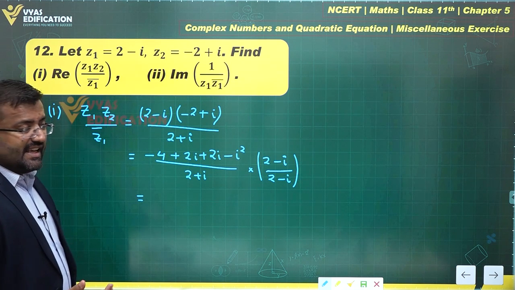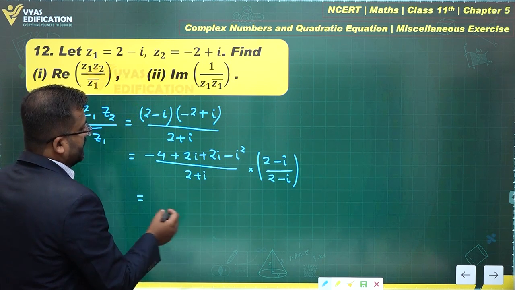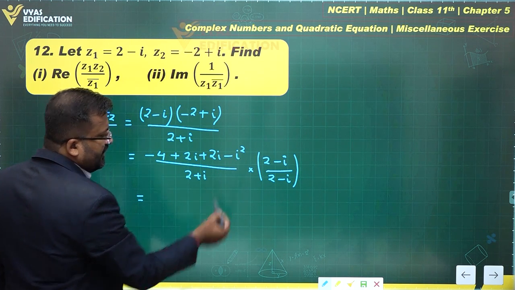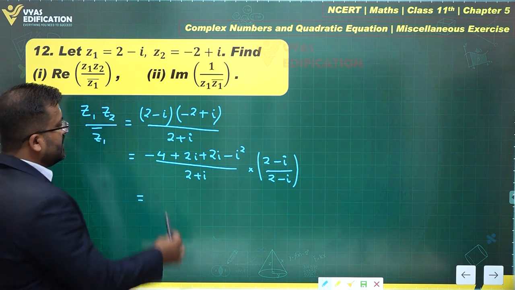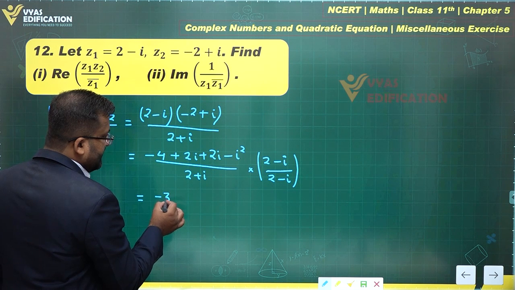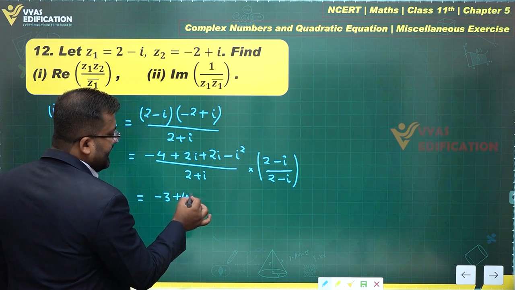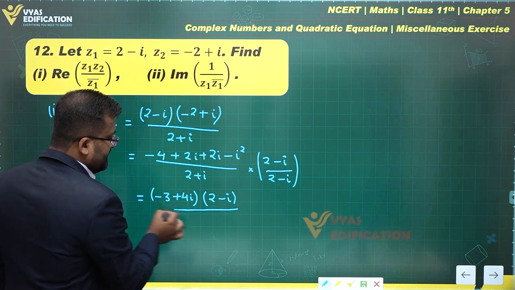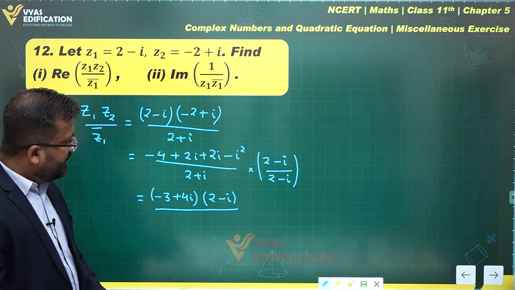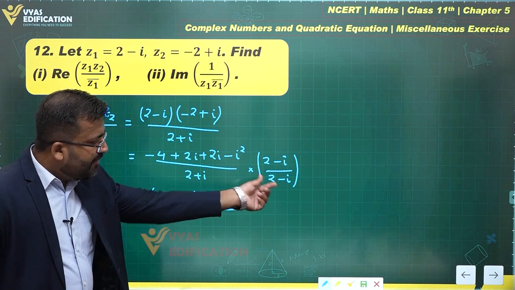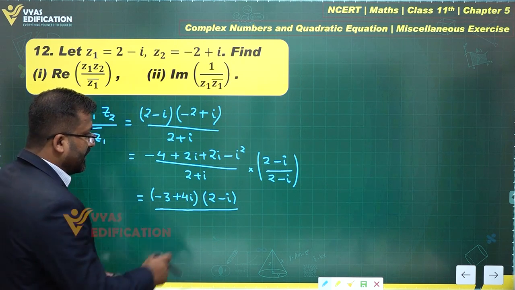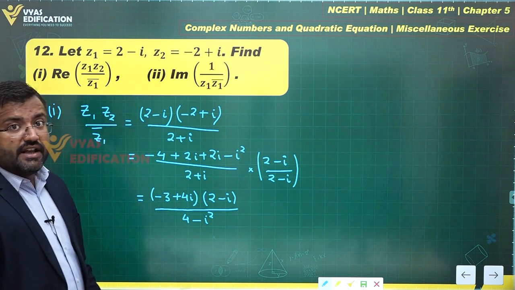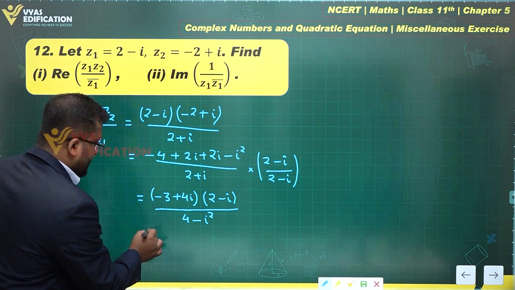So on getting this expression, let's take a look at this. This is minus 4 and this becomes minus of minus 1, which is plus 1. So minus 4 plus 1 would be minus 3 plus 4i in the numerator, the first term. The second term would be 2 minus i, as you can observe over there. In the denominator, you get a plus b, a minus b, which will be a square minus b square. That is 2 square, 4 minus i square. That's what you will be getting, right? Okay, let's simplify this further.